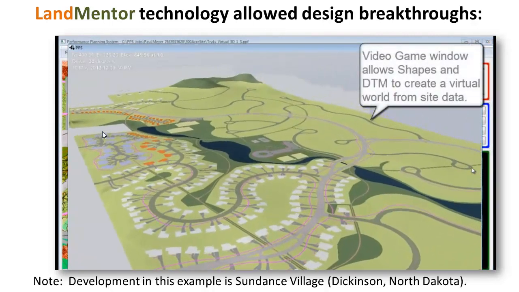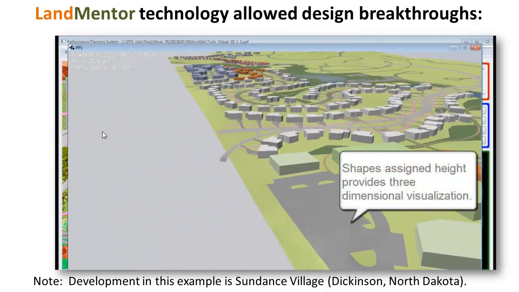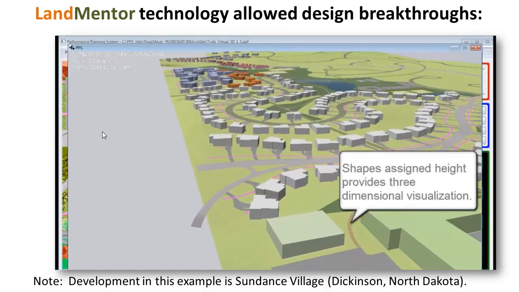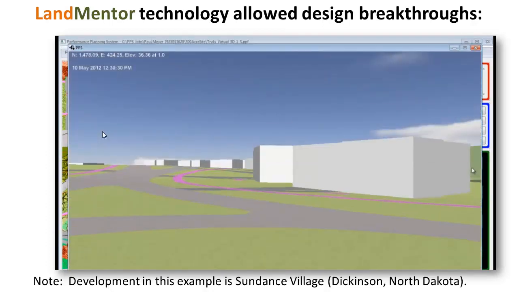Why a video game engine? Because the learning curve is essentially 0 for everybody that's under the age of 40. We've been brought up in a video game era. Let's take advantage of that technology.